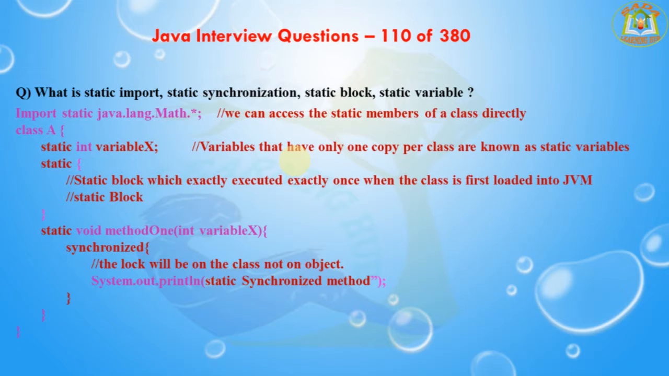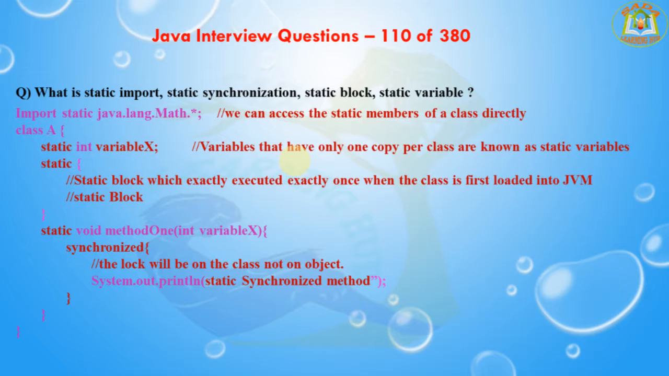The next question is, what are static import, static synchronization, static block and static variable? What is static import? By static imports, we can access the static members of a class directly. There is no need to use the class name. And coming to static synchronization, if you make a static method synchronized, the lock will be on the class, not an object.